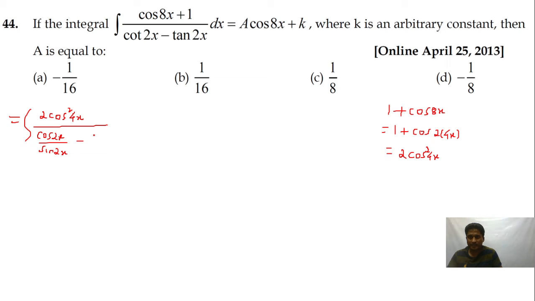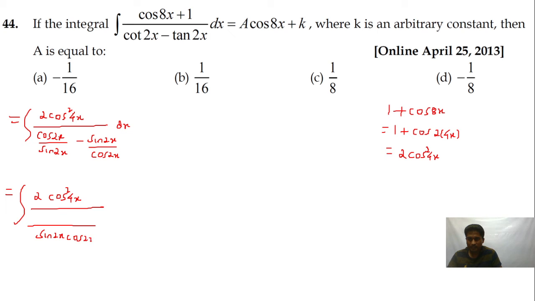Okay, and tan 2x can be written as sin 2x upon cos 2x, and then dx. This is 2 cos square 4x. Take the LCM now. LCM will be equal to sin 2x into cos 2x. And if I cross multiply, this is cos square 2x minus sin square 2x and then dx. This goes to numerator now.